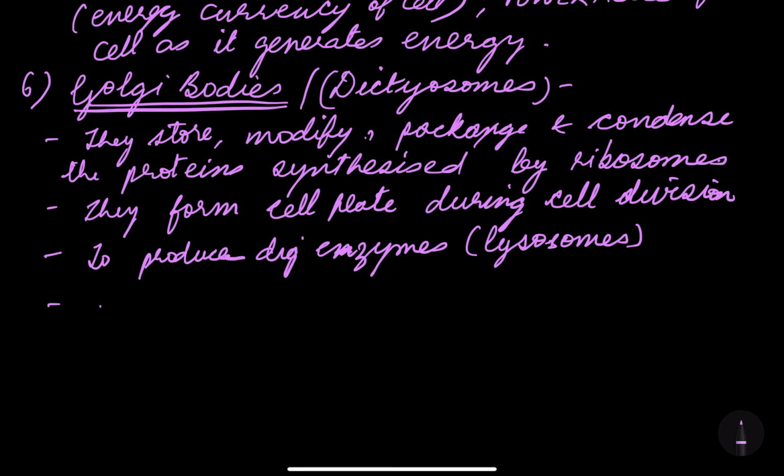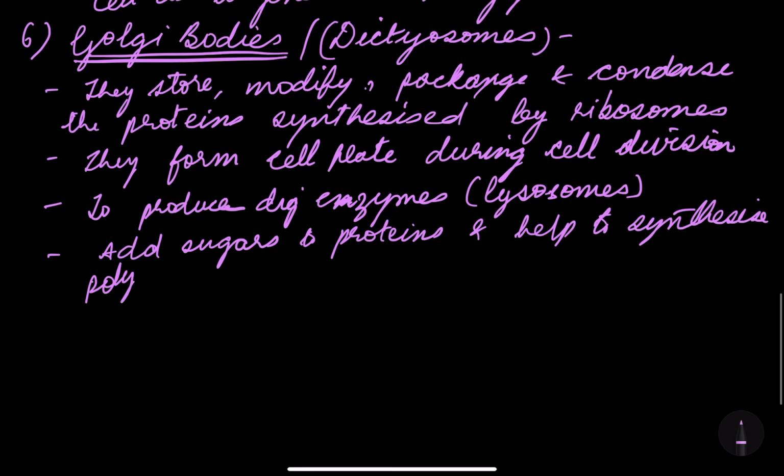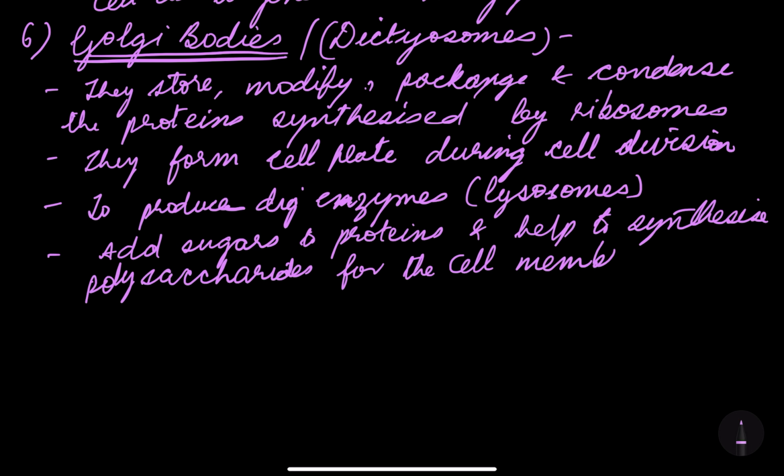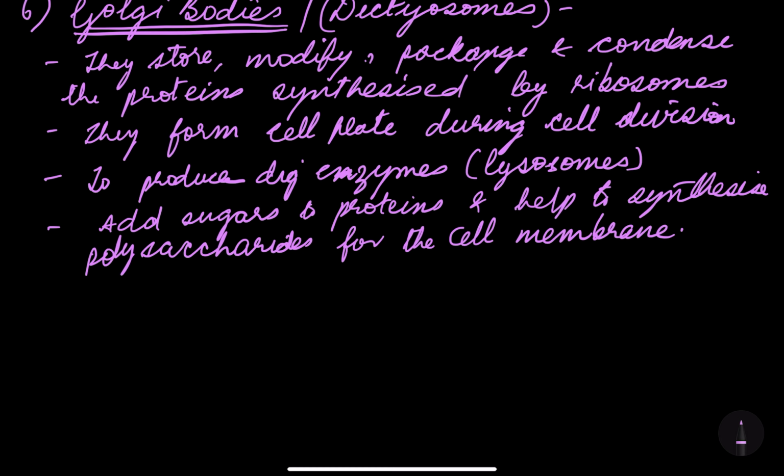Now Golgi bodies add sugars to proteins which are synthesized by ribosomes. They add sugar to this and help to synthesize polysaccharides for the cell membrane. So the cell membrane is basically made up of polysaccharides, which are further assisted to be made in the presence of Golgi bodies, right? So those were the functions of Golgi bodies.